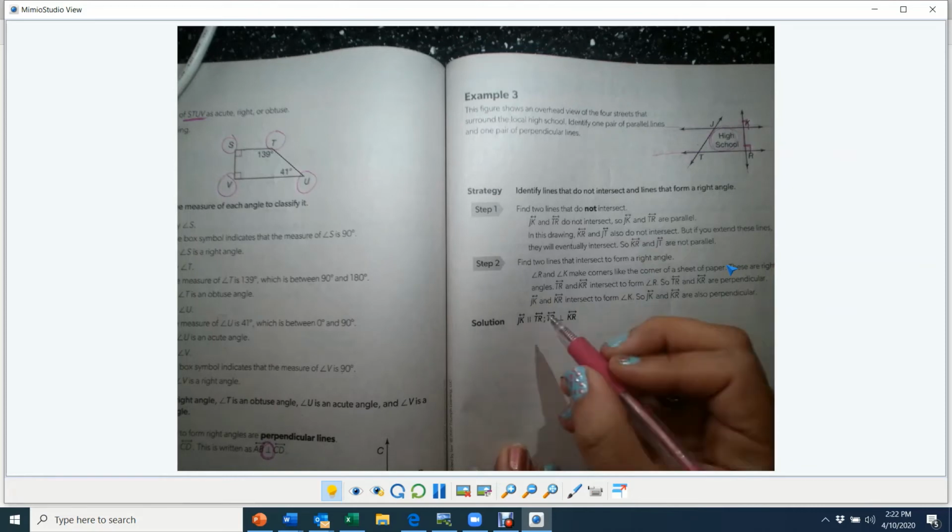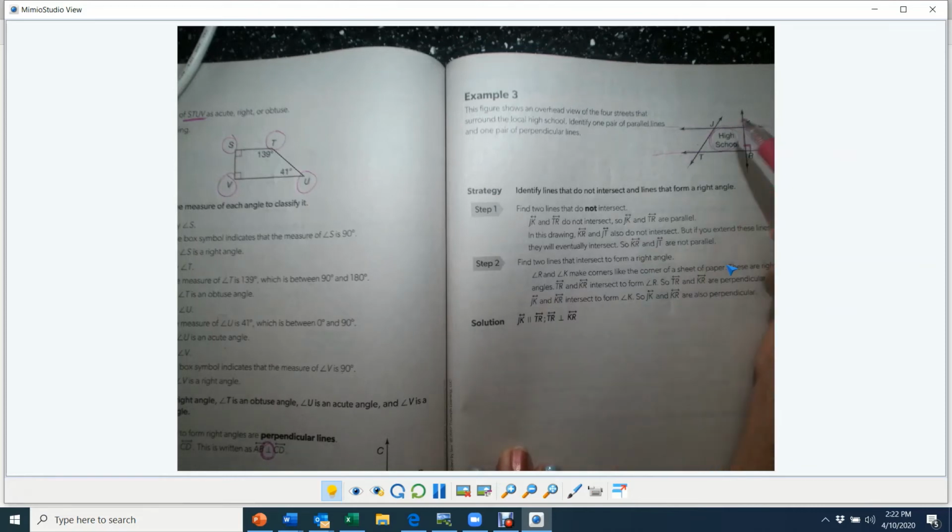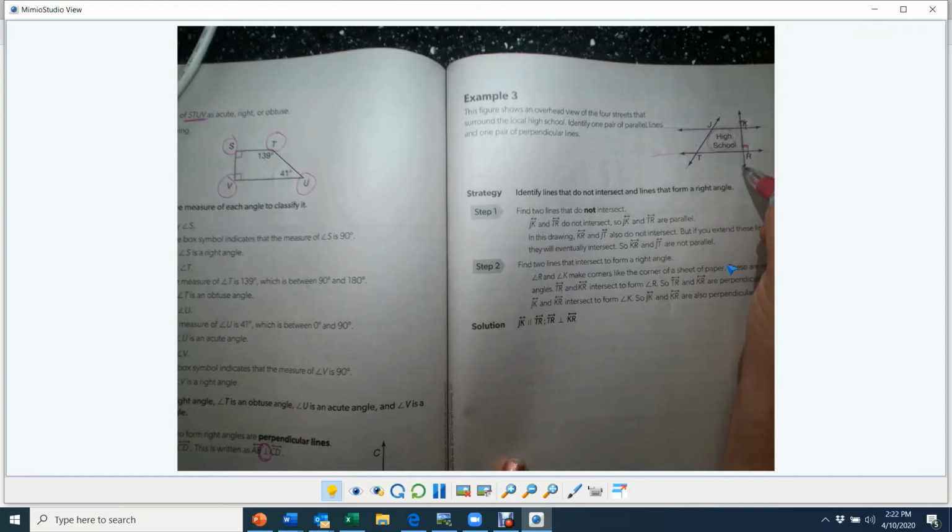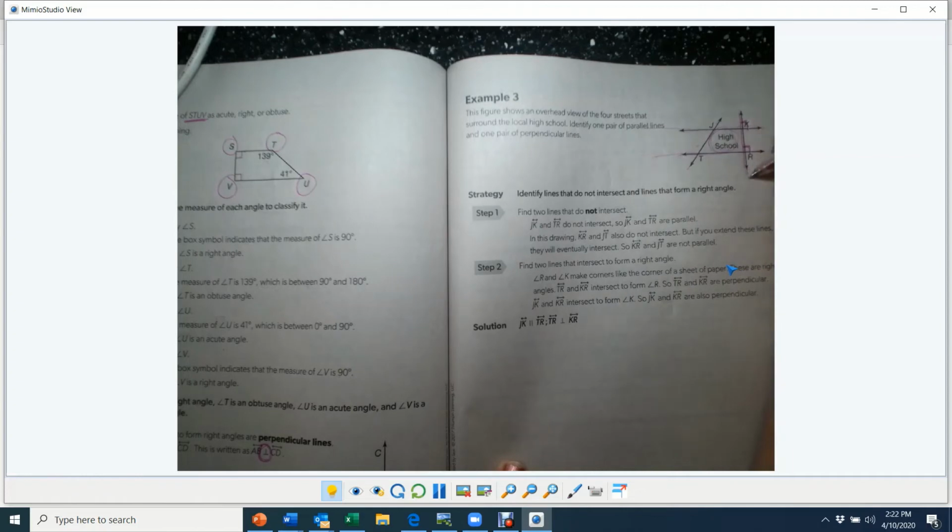So now we know that line KR is perpendicular to line TR. So KR is perpendicular to TR. KR is also perpendicular to JK. And again, that's how we write that.